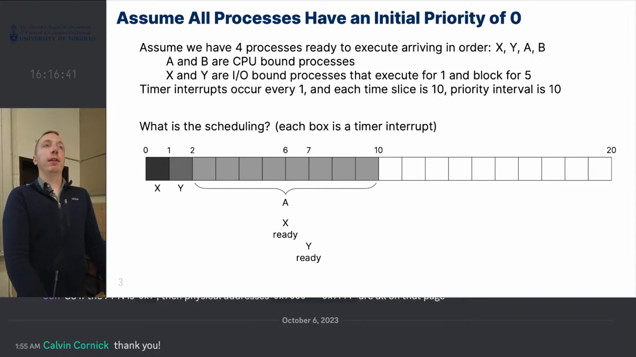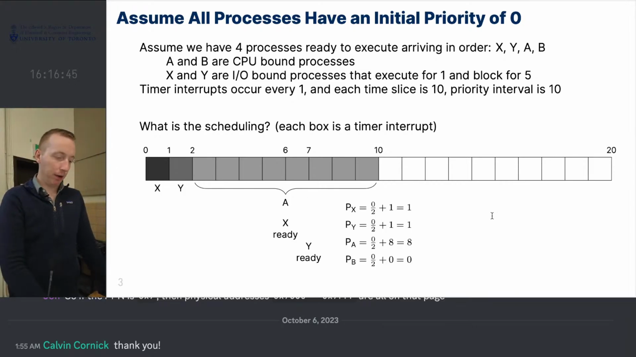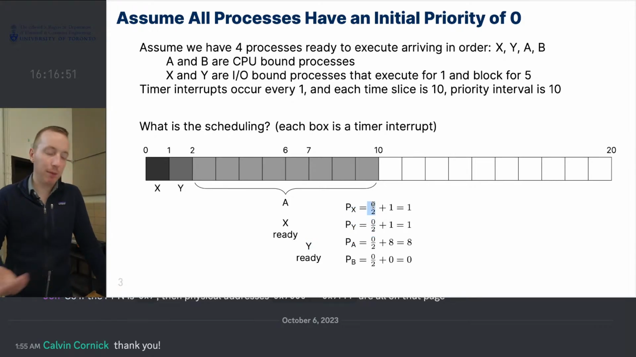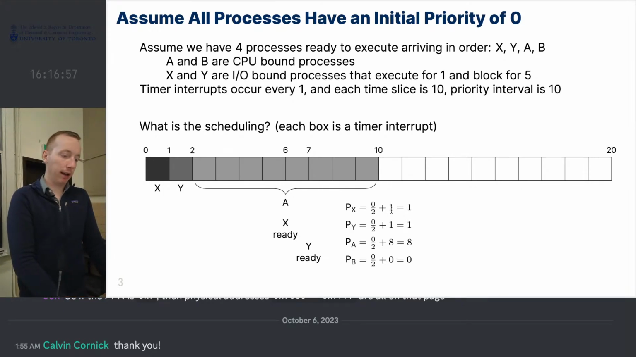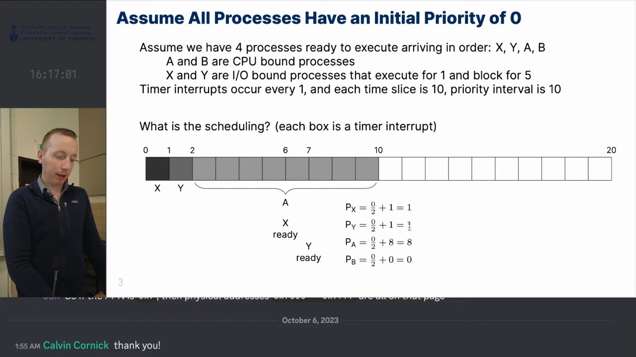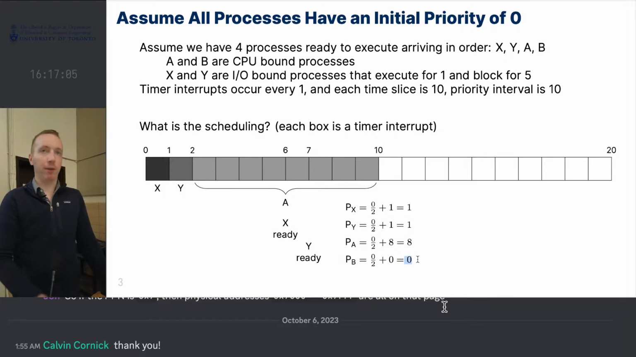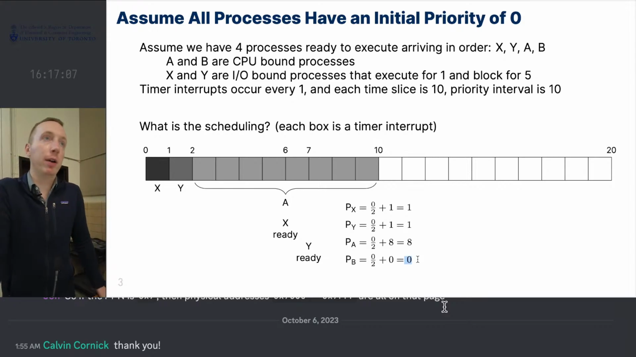So at time 10, we recalculate our priorities. The priority of process X is its old priority. They all started at 0, so this term is just going to be 0 for all of them, plus however many time units they executed for in the last 10. So X executed for 1, Y executed for 1, A executed for 8, and B executed for 0. So those are our new priorities.